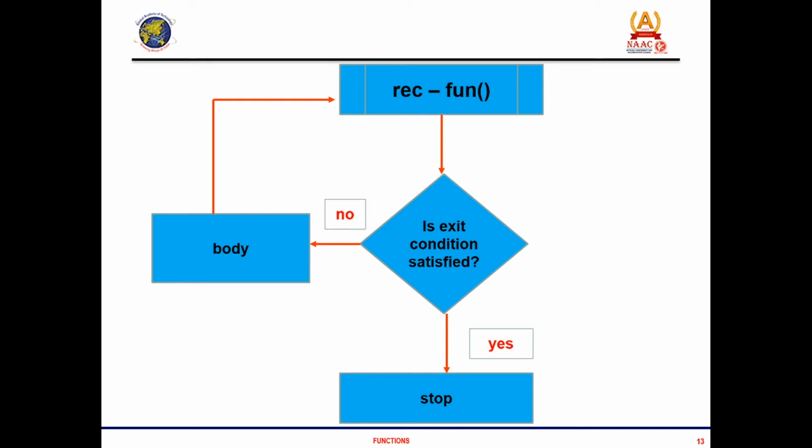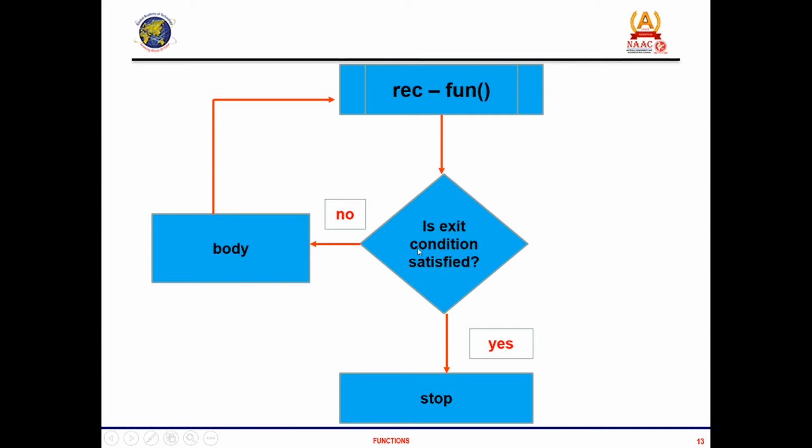On the other hand, if the exit condition is not satisfied, then the body of the function gets executed once again by transferring the control to the beginning of the function. So you have the exit condition satisfied, and if it is true, then it gets stopped. If it is false, you know that whenever you use an if condition, the condition should be either true or false. So in case of recursion, if the exit condition is true, it will stop.